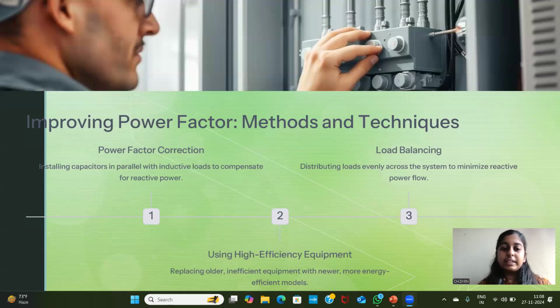That means to increase the value of power factor, let us know three methods or techniques. First one, power factor correction. We can improve the power factor by installing capacitors in parallel with inductive loads to compensate the reactive power. Second, using high efficiency equipment. Replacing older inefficient equipment with newer, more energy efficient models can increase your power factor. Third, load balancing. Distributing loads evenly across the system to minimize reactive power flow.